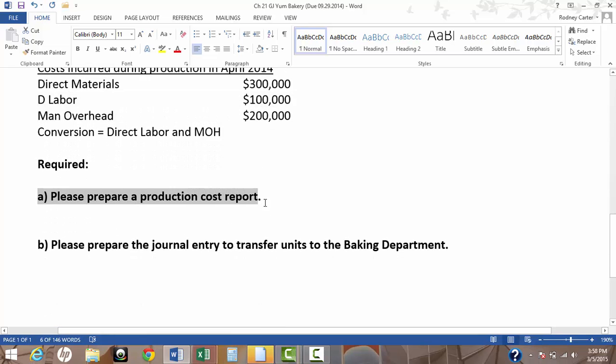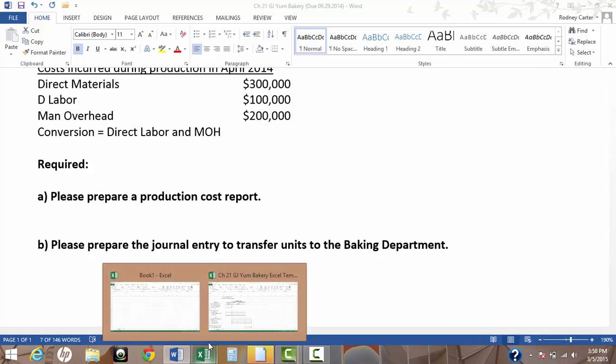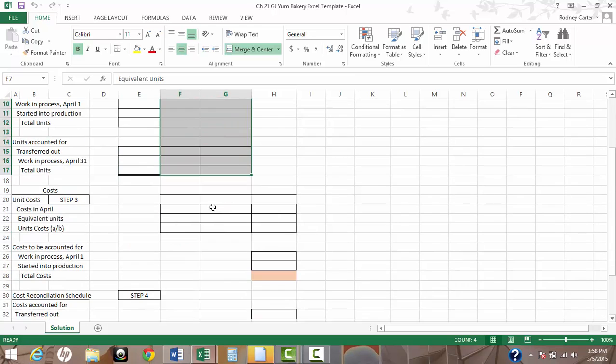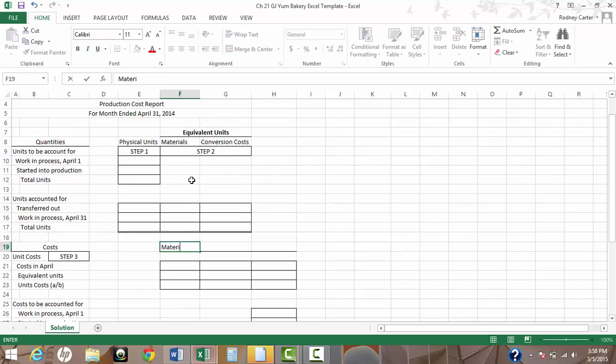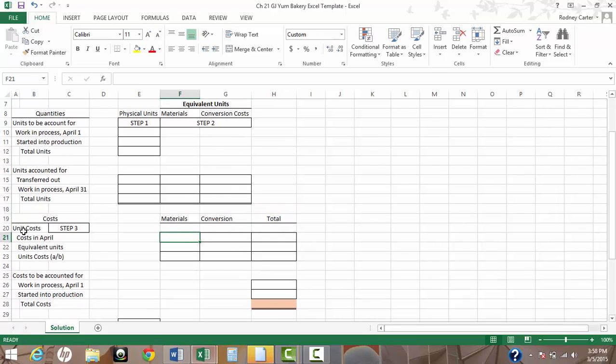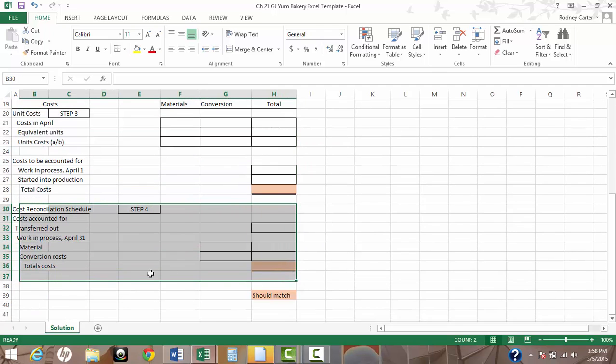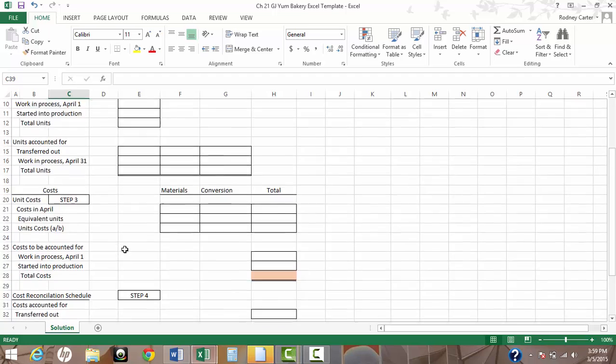Now, let's get started on our template. If you come to our template, you'll notice that you have step 1, step 2, as shown here. We're going to do equivalent units. And then down here you can fill in materials, conversion, just to give it another subheader, and this will be total. Here we're going to come up with some unit costs, and then we'll work down through the problem until we get to our journal entry.